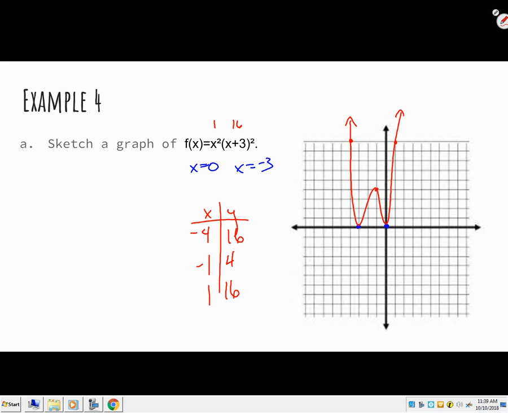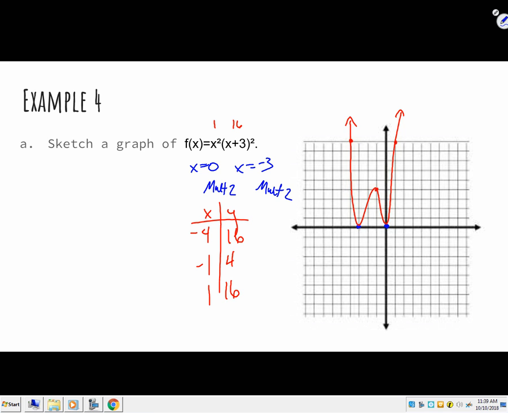Okay. I'm not really interested in the y-intercept of this. It is 0. I guess I was interested in it since it was 0. But if it's anything other than 0, I'm interested in x-intercepts. And I like to check my work with what we did yesterday with the multiplicities. Both of these have a multiplicity of 2.